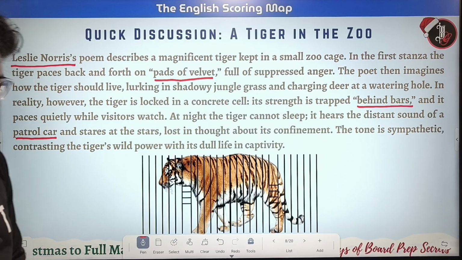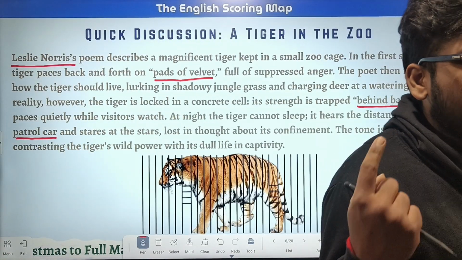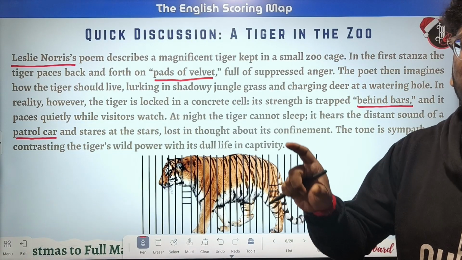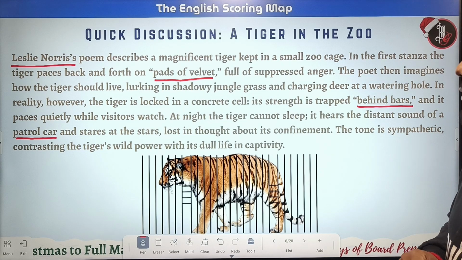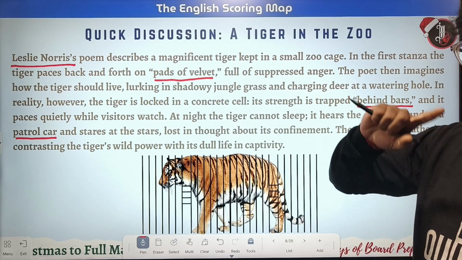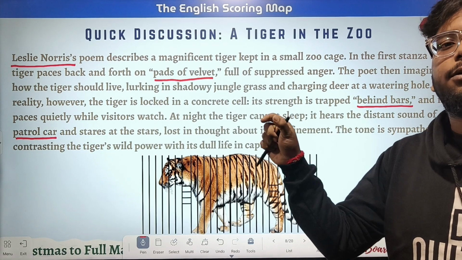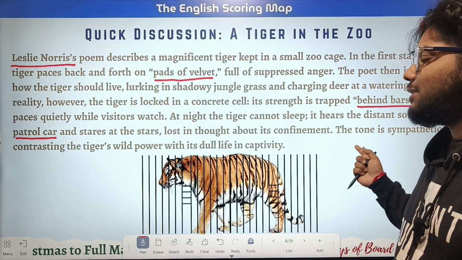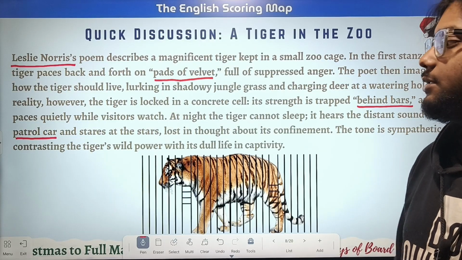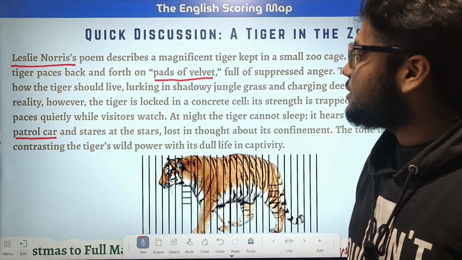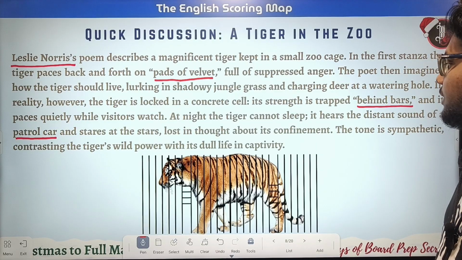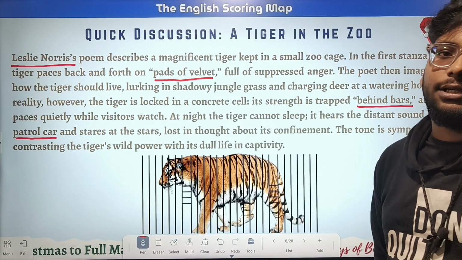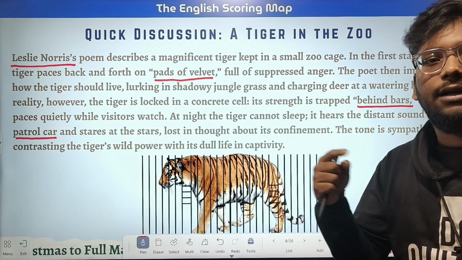Patrol cars are those cars which roam around in the city whenever there is a theft, basically a police car. The police car is not in the zoo, but the zoo has its own patrolling car that looks after each and every animal. So the tiger cannot sleep due to the patrol car and its noises, and stares at the stars, lost in thought about its confinement. The tiger is staring at the stars and thinking about his confinement.